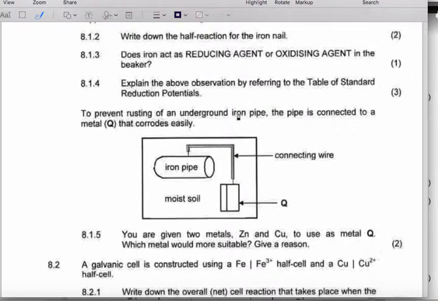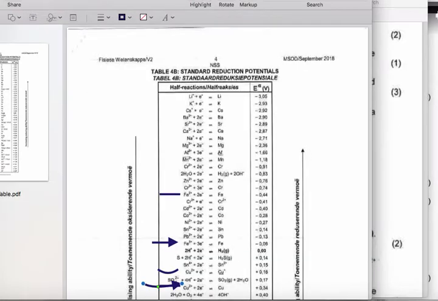So to prevent rusting of an iron pipe, this is the one we don't want to be oxidized. This is the one we want to be oxidized. That means this is the one that must be on top of iron on the table with lithium on top. So this Q must be something that's on top, because the one on top is going to be the one that rusts, loses electrons, is oxidized. This is going to be reduced. When it's reduced, it doesn't change from being a metal. So let's go back to our table. That's to give the reason. And let's find, is it zinc or copper which is on top?